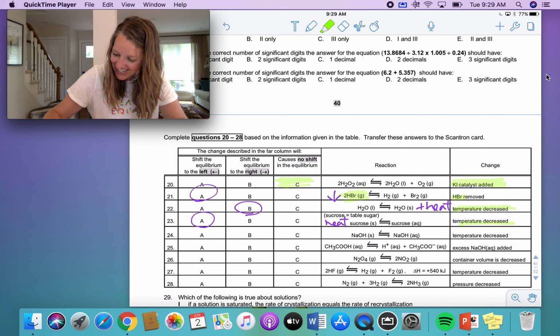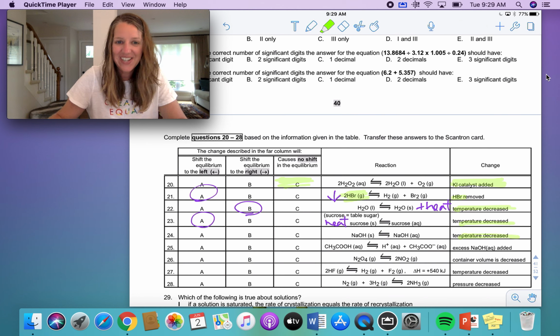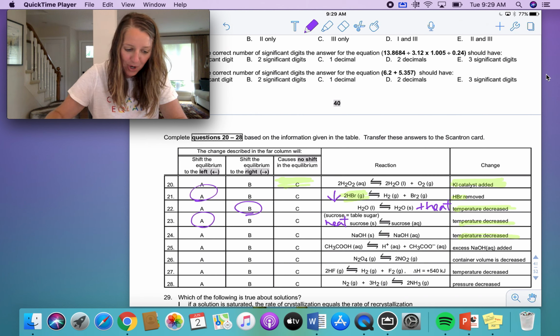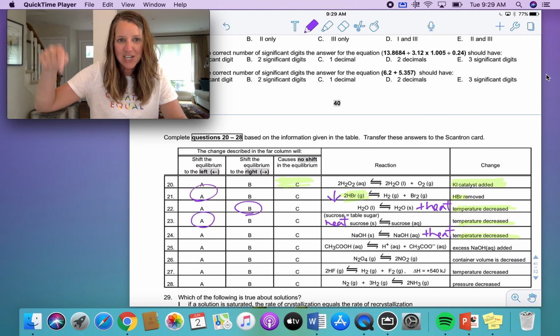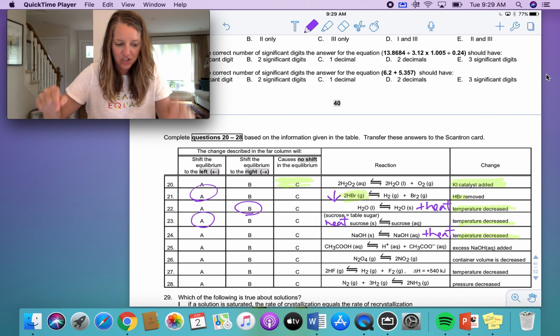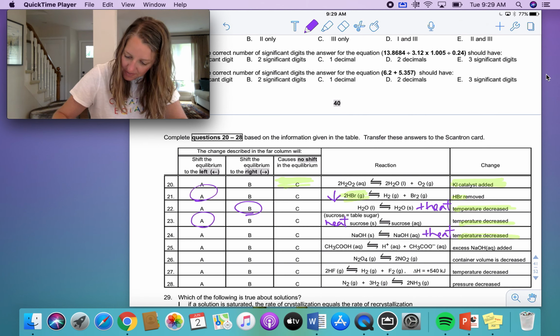Next one, temperature decrease again. Here's one where you've got to remember what's the general rule for dissolving salts. Dissolving salts are generally endothermic. This is sodium hydroxide. Sodium hydroxide is exothermic when it dissolves. So from going from a solid to aqueous, your heat is on the product side. Decreasing the temperature is going to shift it to the right.